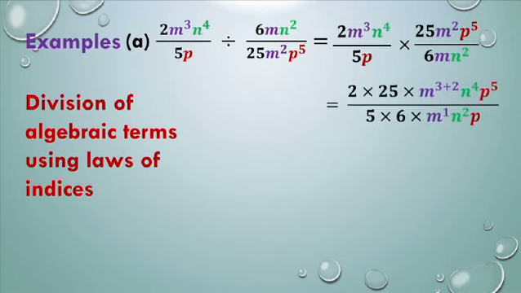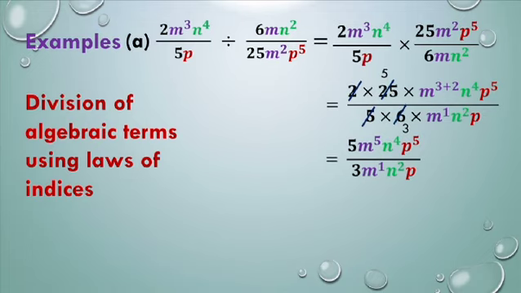So I have the numbers first, 2 times 25. Now m, we will have m to the power of 3 times m power 2, giving us m to the power of 3 plus 2. So I have applied the multiplication laws of indices. N power 4, p power 5. In the denominator, I will have 5 times 6 times m times n squared times p. Simplifying, I'll have 5 m to the power of 5, n power 4, p power 5 over 3 m power 1, n power 2, p.